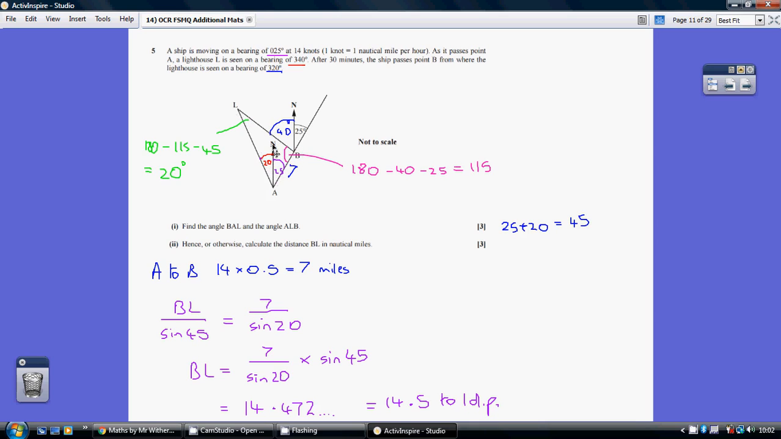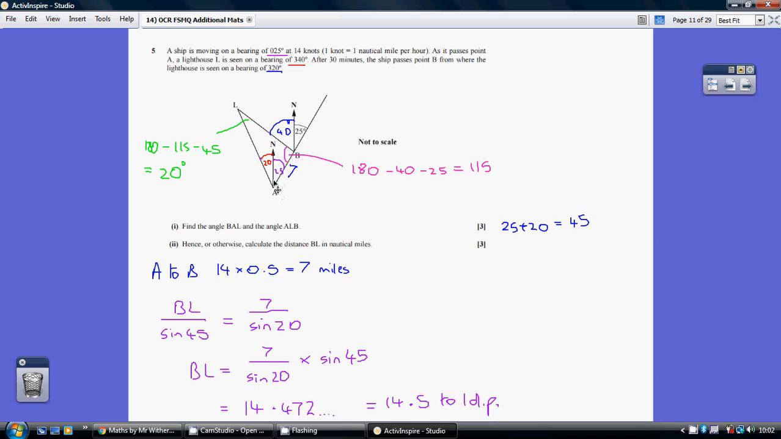If we're going to be able to use the sine rule, we need to know one side to start with. Now, we can work out the length AB because we're told that it takes us 30 minutes, which is half an hour, to travel at 14 knots, 14 nautical miles per hour. So if we're going 14 knots in an hour, we're going to go 7 nautical miles in half an hour, 30 minutes. So we know this length here is 7.